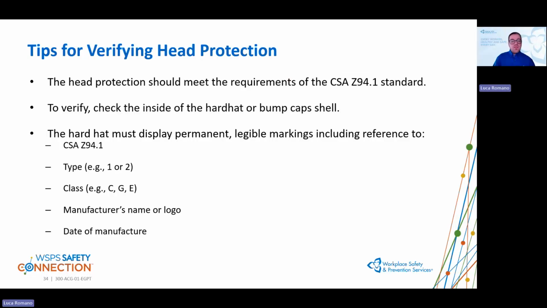So, tips for verifying head protection. Head protection should meet the requirements of the CSA Z94.1 standard. When you're verifying it, you can check the inside of the hard hat or even bump cap or other types of device. The hard hat must actually display a permanent legible marking that includes reference to the CSA standard, the type or class of device, as well as the manufacturer's name or logo and the date of manufacture.